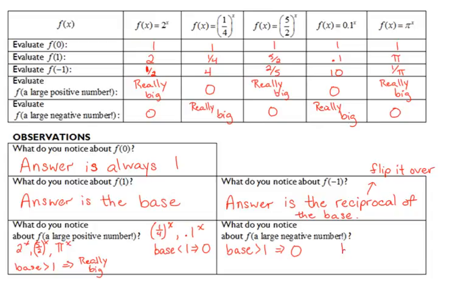Okay, and when your base is less than 1, it's really big. Because it's the opposite relationship. It's flipping it back over. It's taking that number less than 1, flipping it over, making it greater than 1. Okay?